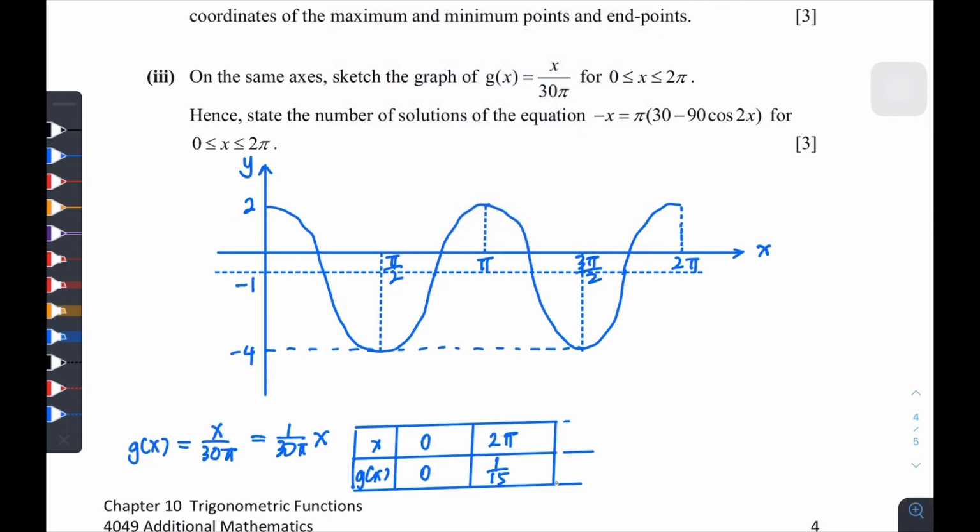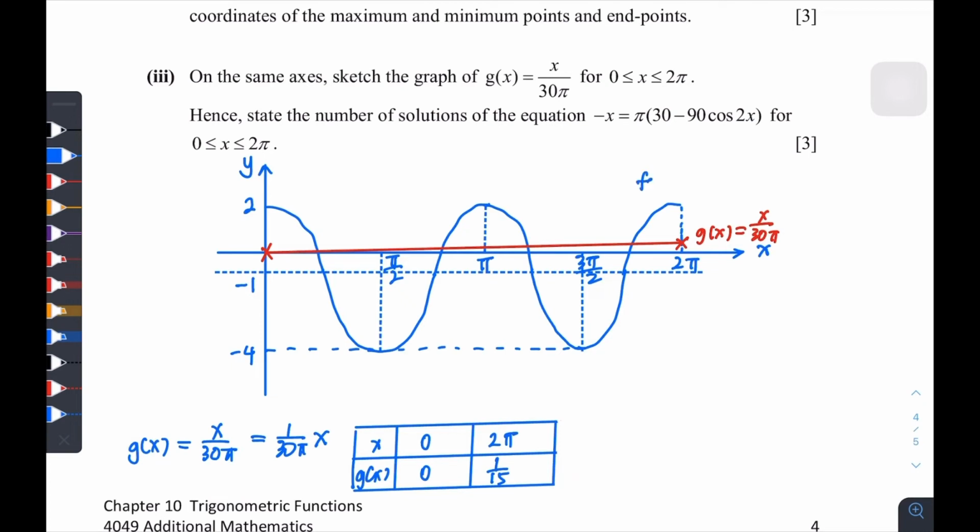Something like this. Let's draw in these 2 points. My first point is (0, 0). My second point would be 1 over 15, which is something over here, very small. So my line is going to be something like this until here. This red line is g(x) equals x over 30 pi.